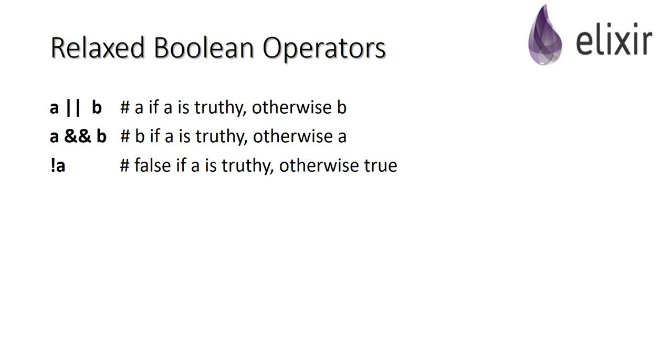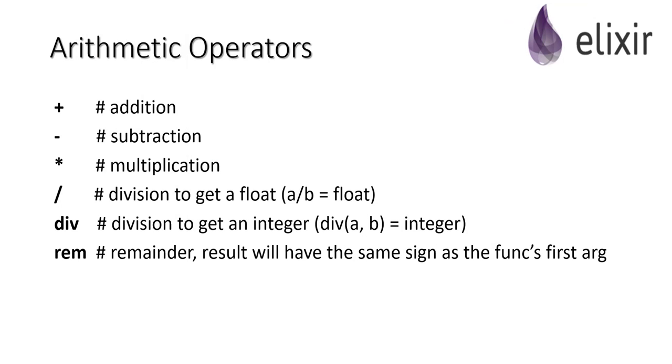We can move on to relaxed Boolean operators, which allow us to use the pipes, the ampersands, and the bang, or the exclamation point. A, and you have your double pipes, gives A if A is truthy. You have your double ampersands, which give B if A is truthy. And you have your bang A, or exclamation point A, which is false if A is truthy. Truthy and falsy, if you haven't heard those before, are the results of the expression being evaluated in a Boolean context, so whether it evaluates to true or false.